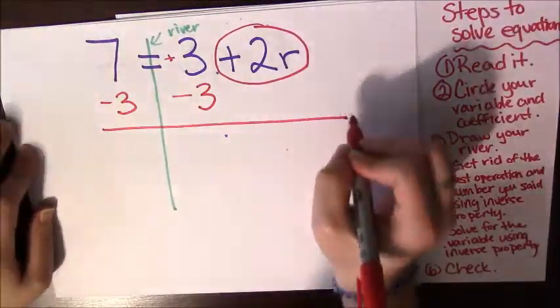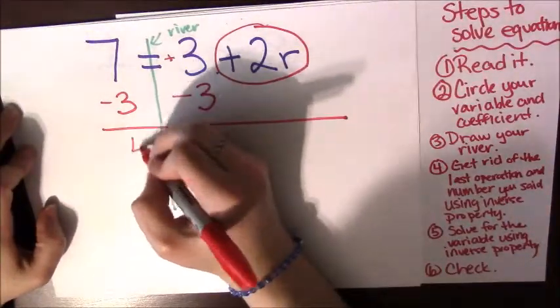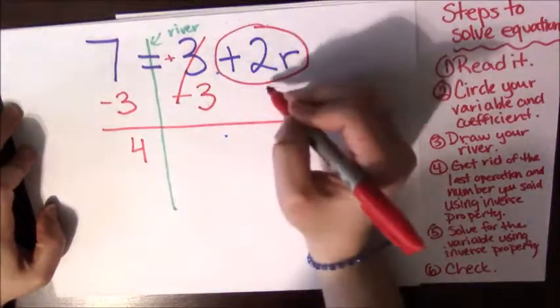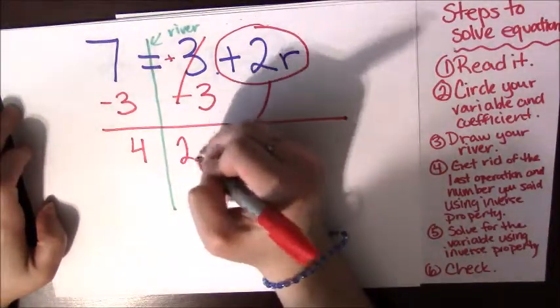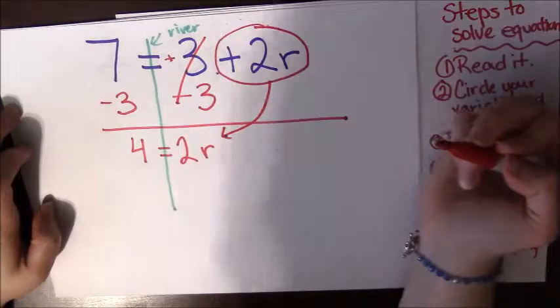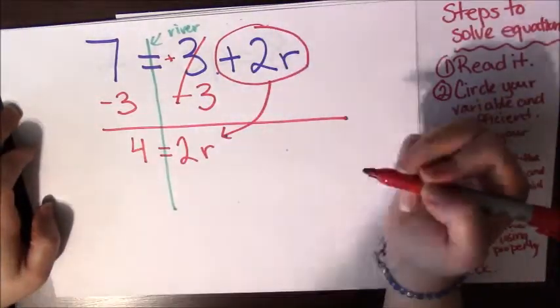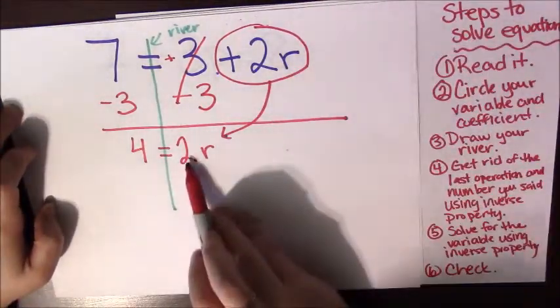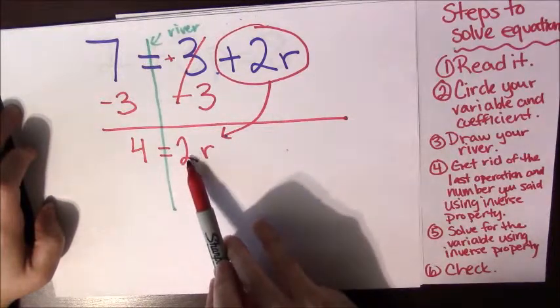So now I'm left with 7 minus 3, which is 4. And these cancel, bring down the 2r. So 4 equals 2 times r. I continue with my steps. That just changed a little, and now I have 2 times r.